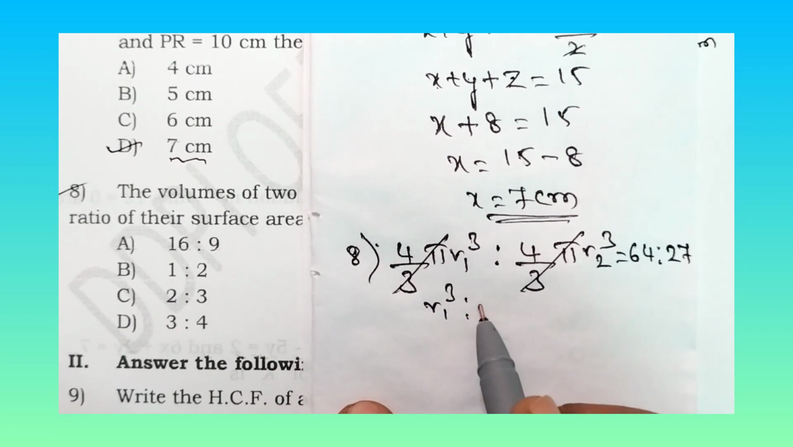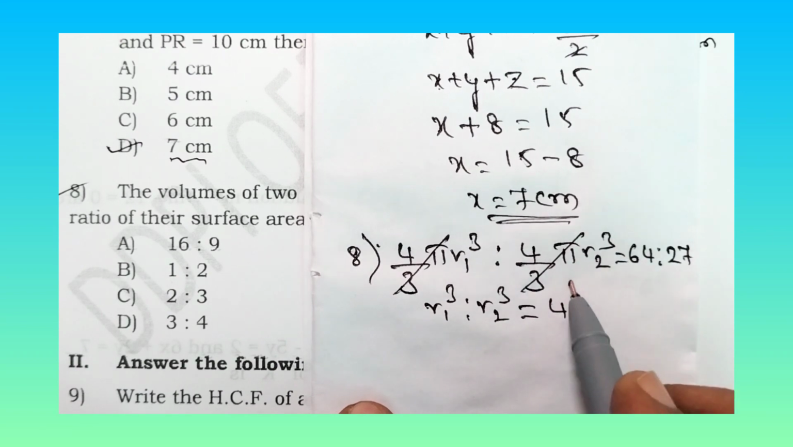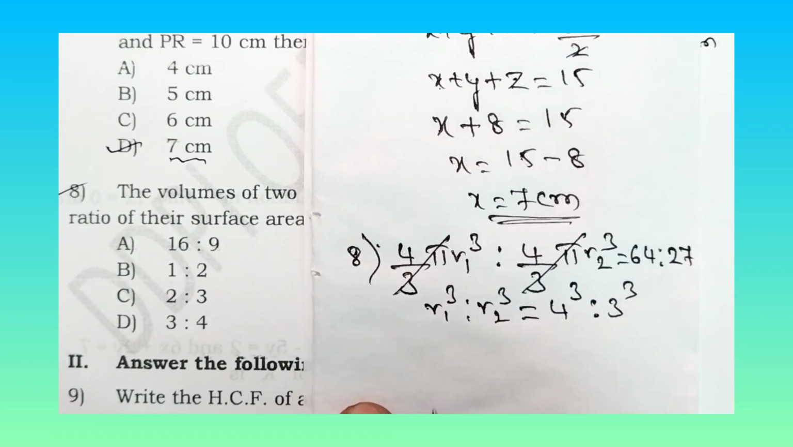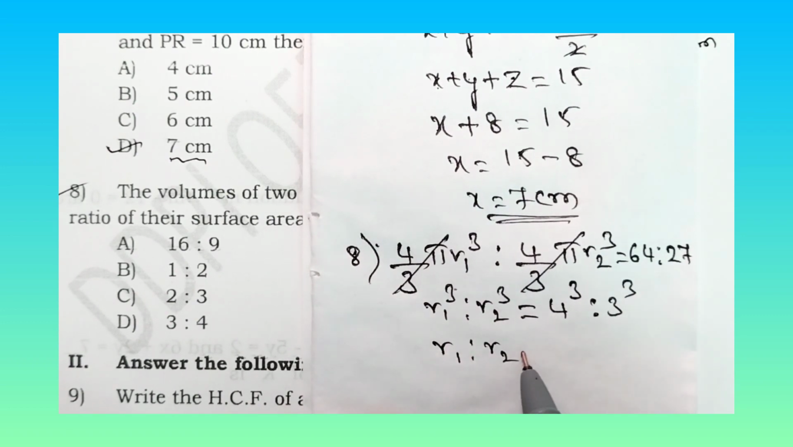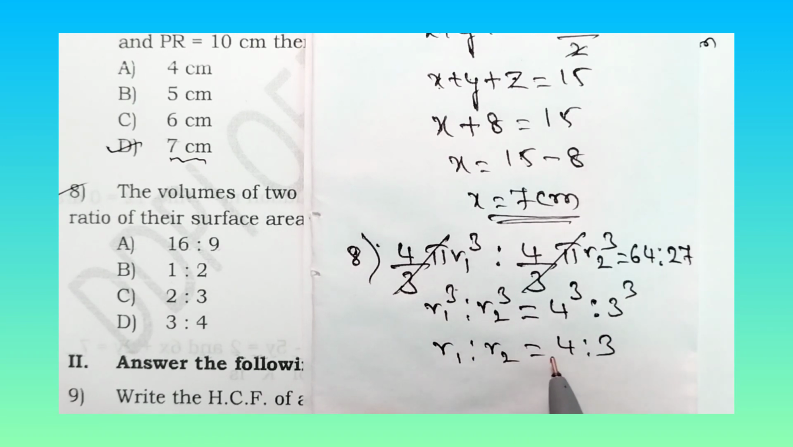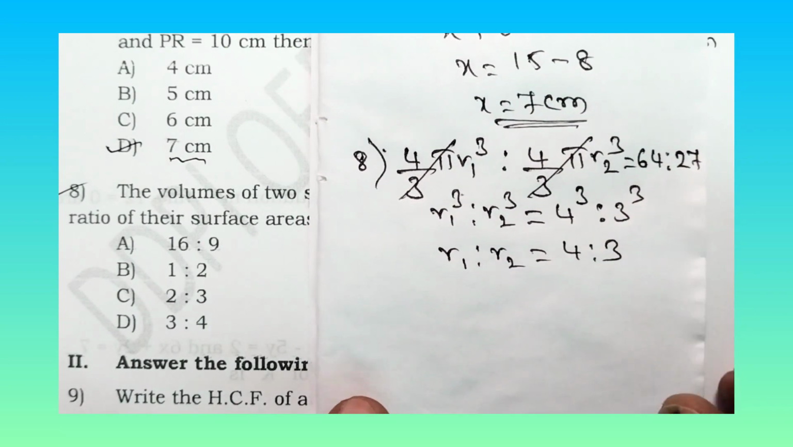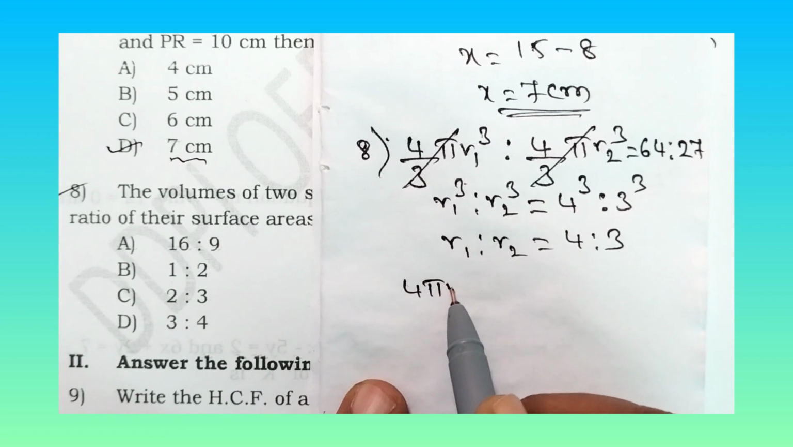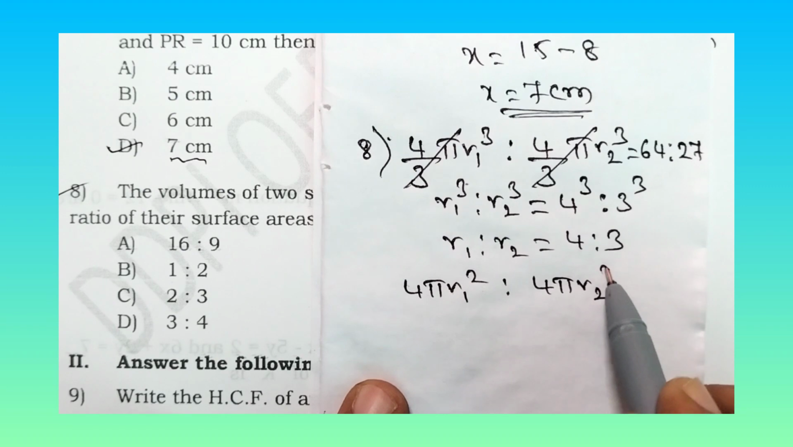r1 cube is to r2 cube is equal to 64, you write it as 4 cube, and 27, you write it as 3 cube. So taking the cube root, r1, r2, 4:3. So r1 is to r2 is equal to 4:3. They have asked the ratio of their surface areas. So what is the surface area? 4 pi r1 square is to 4 pi r2 square.